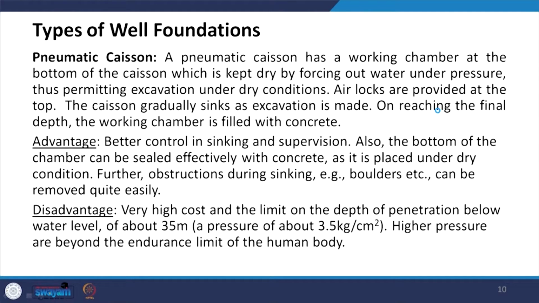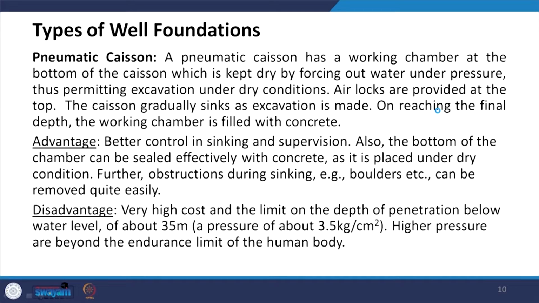So, those are the advantages of the pneumatic caissons, but there are disadvantages also. Very high cost, and a limit on the depth of penetration below water level of about 35 meters, a pressure of about 3.5 kilograms per centimeter square. So, it is high pressure. Higher pressures are beyond the endurance limit of the human body. So, it is difficult to increase beyond this pressure.